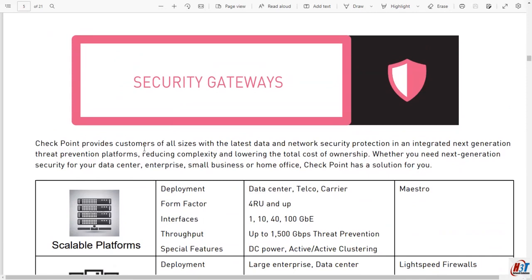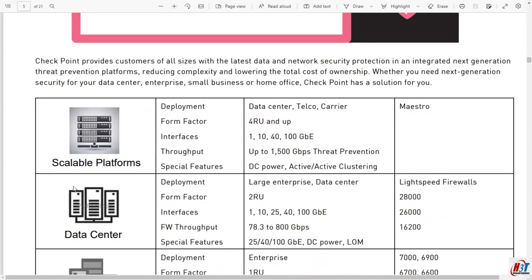Checkpoint provides customers of all sizes with the latest data and network security protection in an integrated next generation threat prevention platform, reducing complexities and lowering the total cost of ownership. Whether you need next generation security for your data center, enterprise, small business, or home office, Checkpoint has a solution for you. So based on the type of infra you have, you can go with that particular line of products from Checkpoint. They have products for every need throughout the IT industry, right?